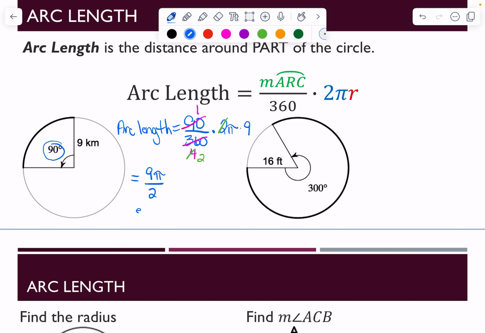Okay, so this would be what we would deem as our exact. And then our approximate, literally we're going to go 9 times 3.14, divide that by 2, and we end up with 14.13. And that would be our approximate.